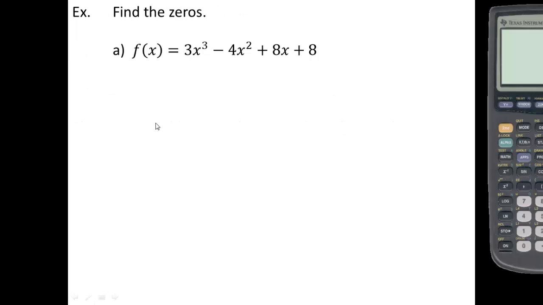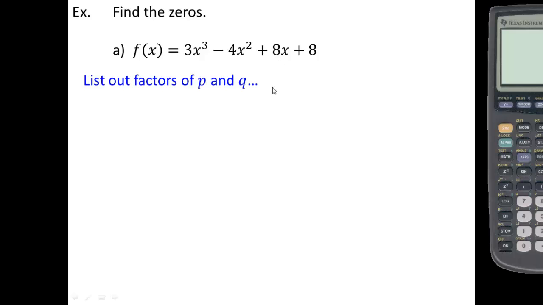So let's look at an example. 3x cubed minus 4x squared plus 8x plus 8. Now remember, you should always start by attempting some easier techniques. Look to see if there's a GCF you can pull out. Look to see if it's in a quadratic format. Look to see if you can group. If I look at these, 3 to 4, 8 to 8, I can't group this one. Grouping is off the table. So is GCF, so is quadratic. The only option we have is the rational root theorem.